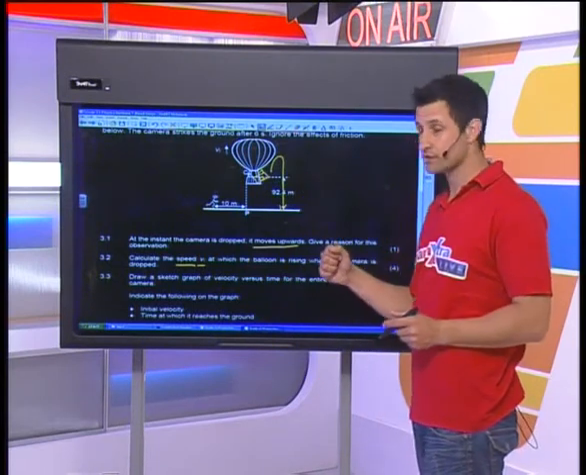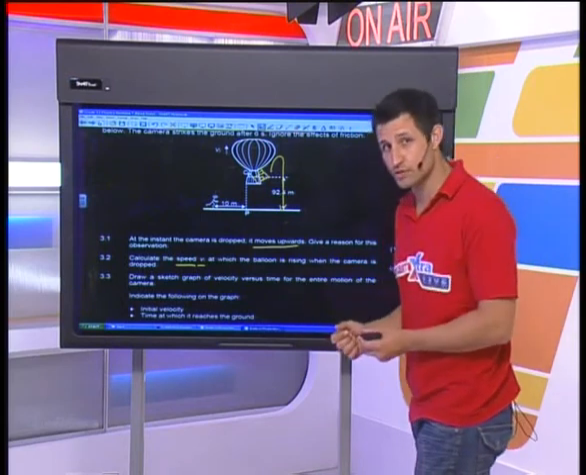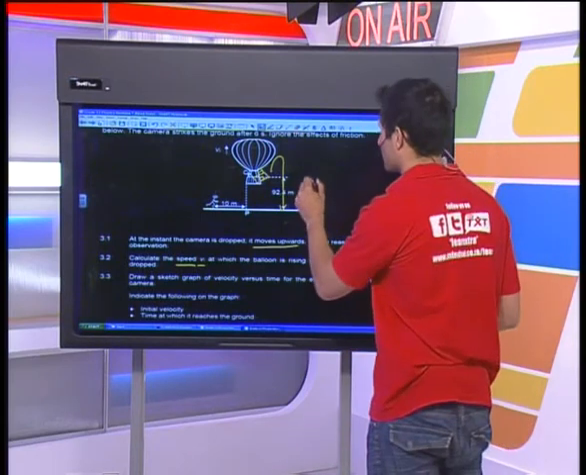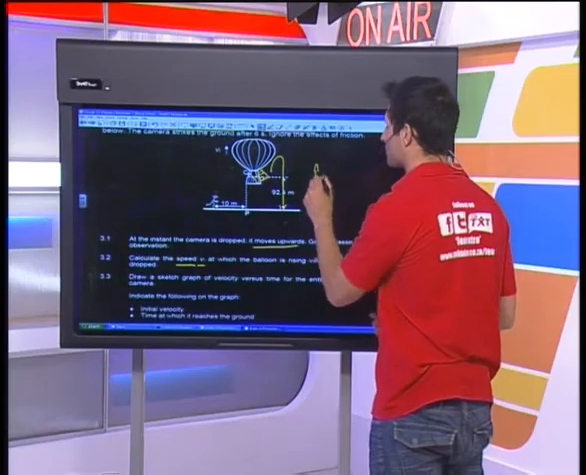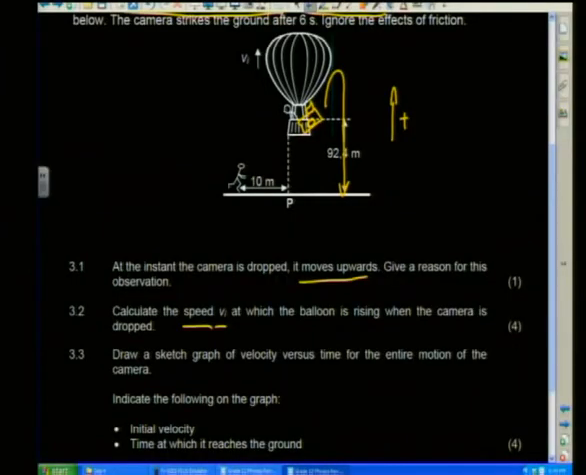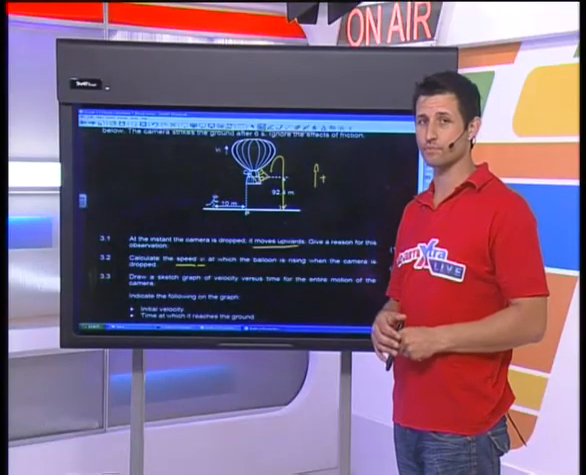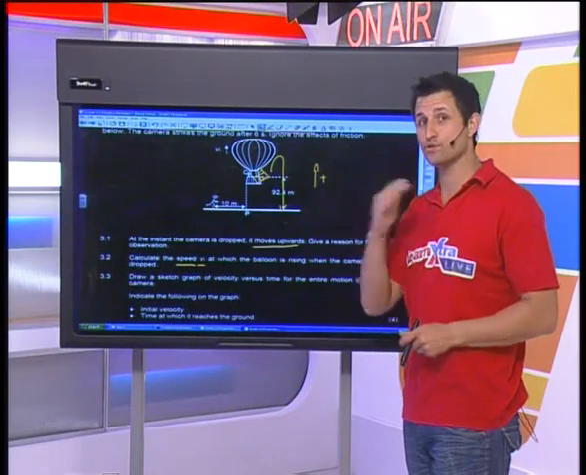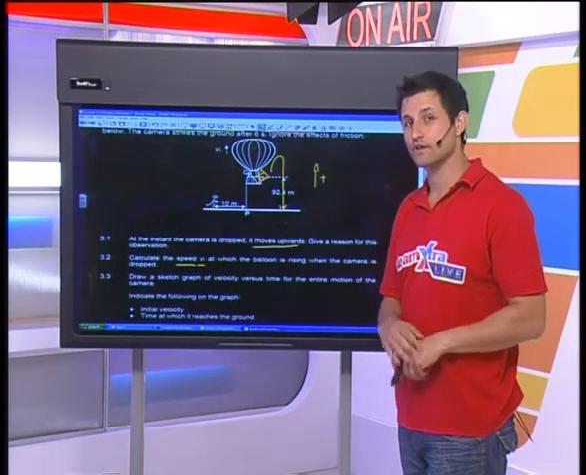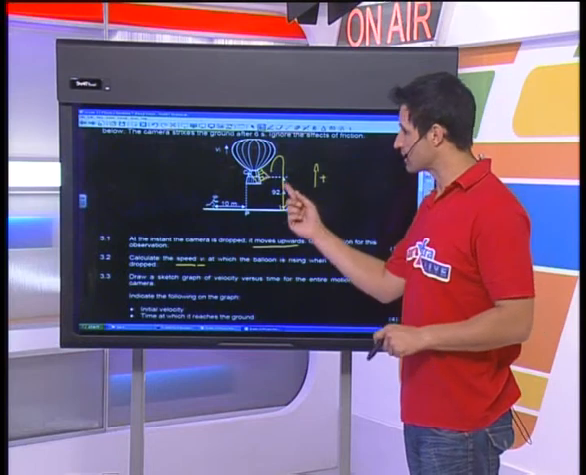So diagram first. Then I'm going to choose a positive direction. I'm going to say that up is positive because I know that my answer is an upwards one. I knew that the camera was moving upwards, so I want my answer to come out nice and positive. So I've chosen up as positive. There is no such thing as down or up always being positive. Don't do that to yourself. Understand that you choose the positive direction. Stick with it.